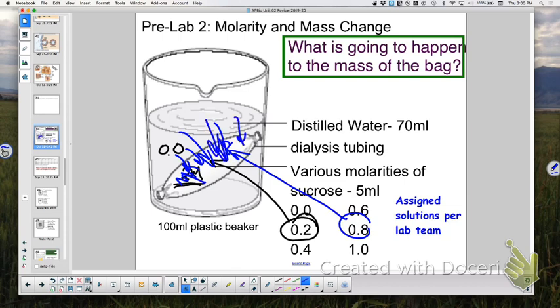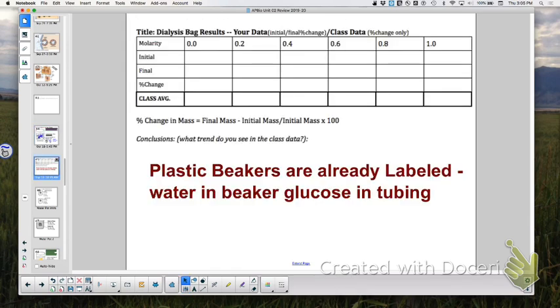And all you would have to do is use a graph and plot out the percent change in mass, final minus initial over initial. You would plot that out on there, draw a line, and you would be able to identify which molarity is what. Would you agree with me on that? Just by whoever changed the most mass. Okay, then we did the next thing.